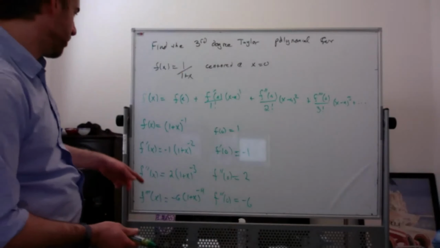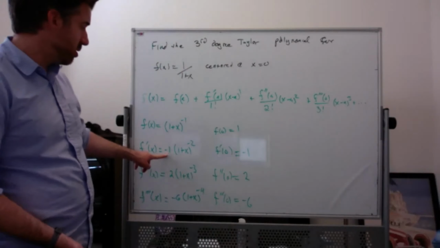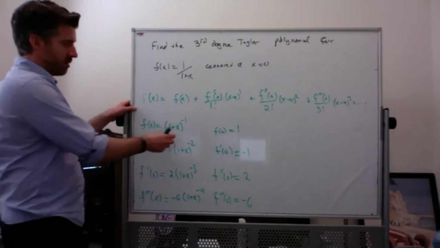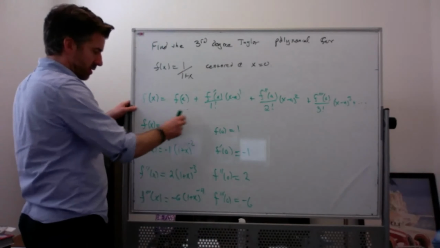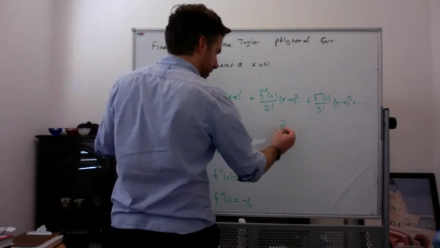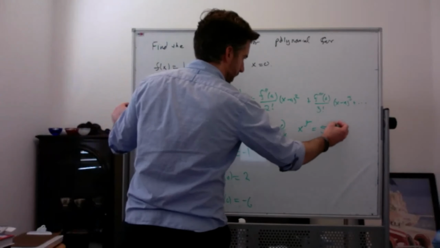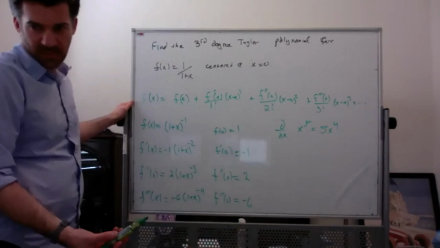How did I get the negative 1 here? I use the power rule, right? The derivative of something to a power is you multiply by that power, and then the new power is 1 less, right? Just like the derivative of x to the fifth is 5x to the fourth. Same idea.